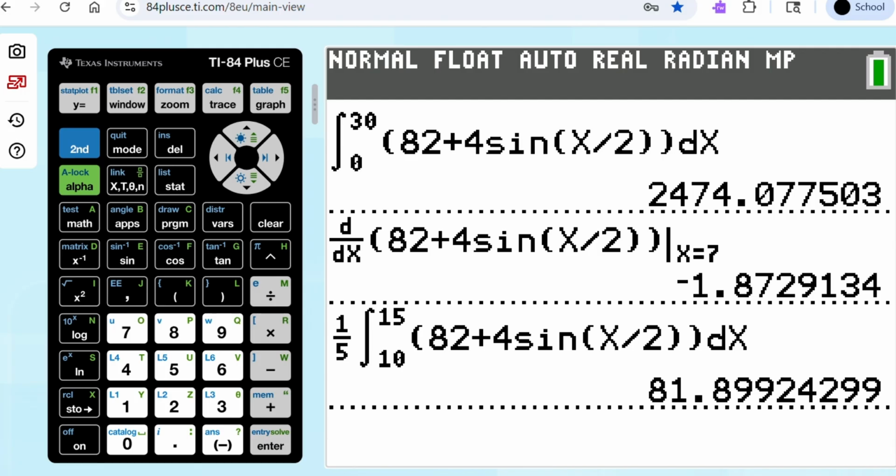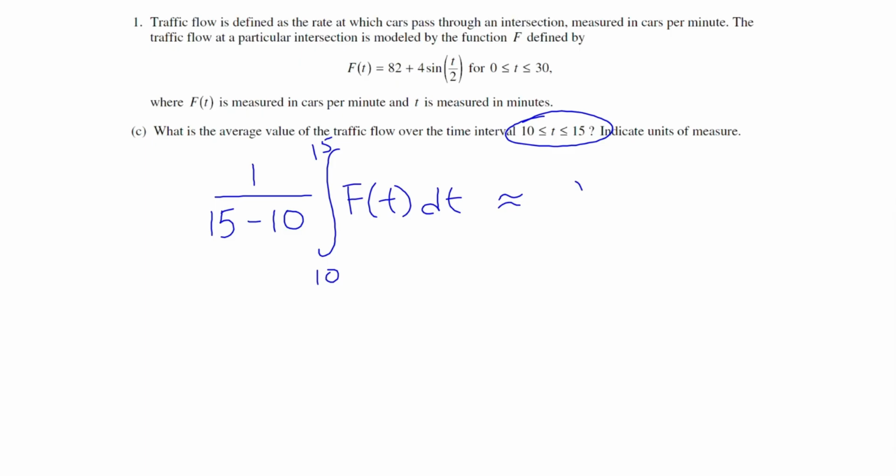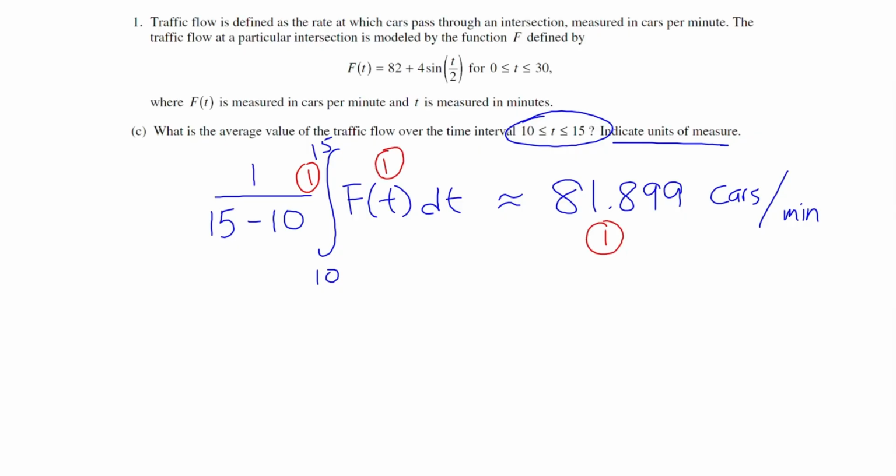And that gives us 81.899 if we round, 81.899. And it does say indicate units of measure. Well, this is going to be cars per minute. And we got 3 points there for that. 1 was for having the correct limits again, 1 for the integrand, and 1 for the answer.